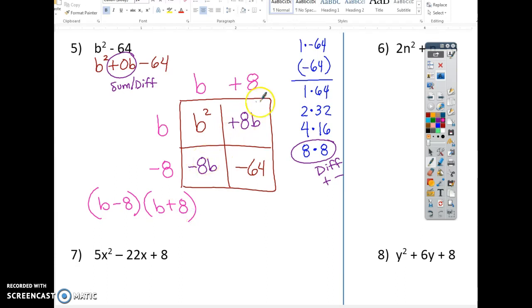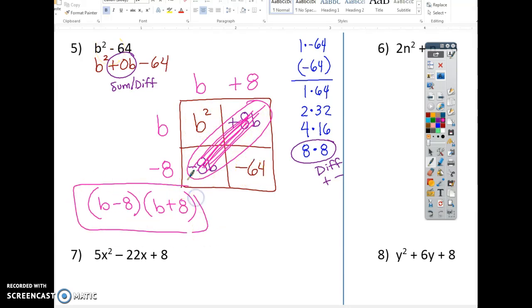And these two, when you add these two, that gives you 0. It cancels out. That's why there's no more b's. That's why the only thing that you have left is b squared minus 64, and that's what you started with. Okay? So there's 3 more like that. Hopefully you can practice them and get really good at them. If not, we'll talk more about them tomorrow in class.